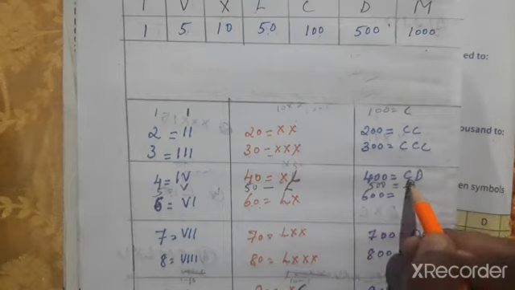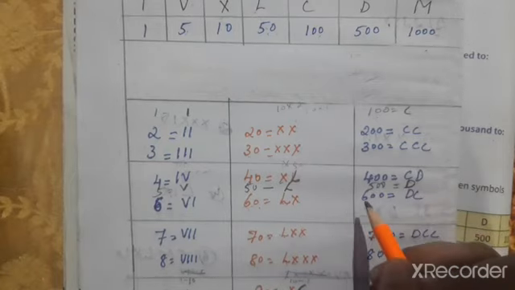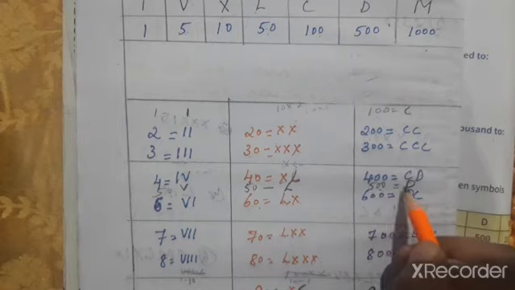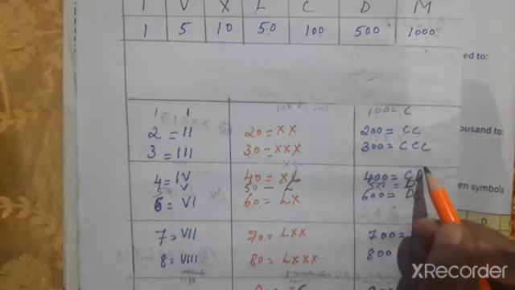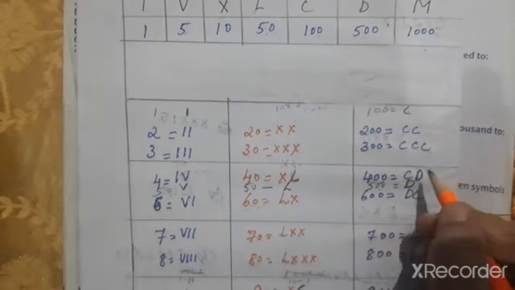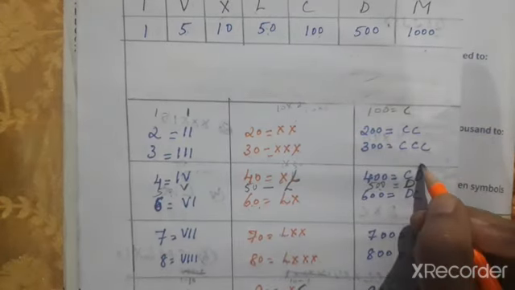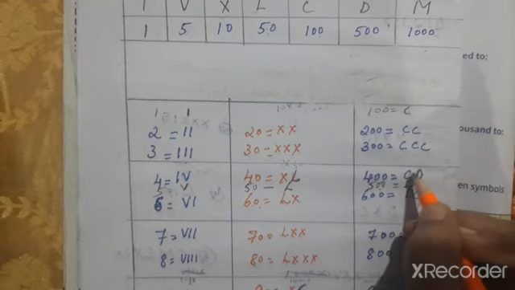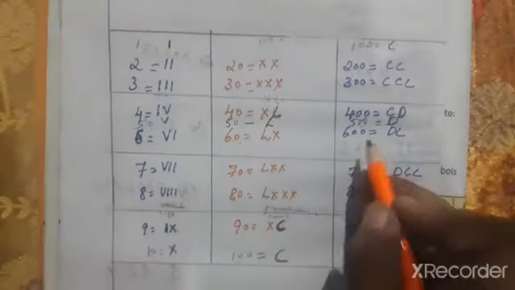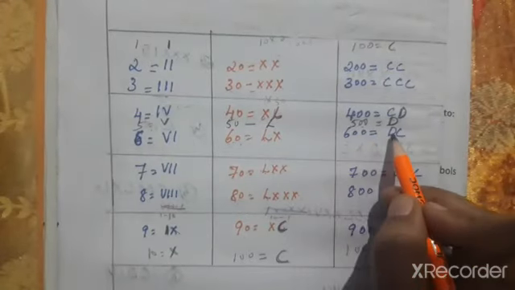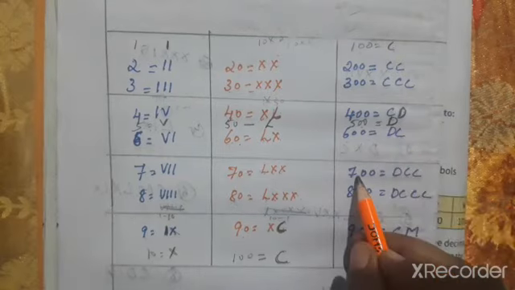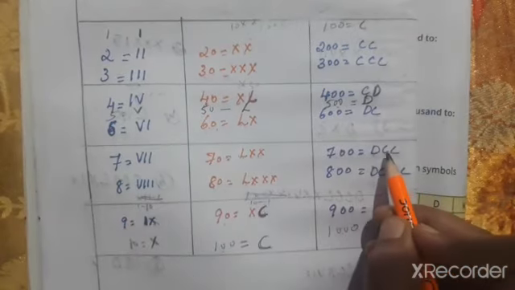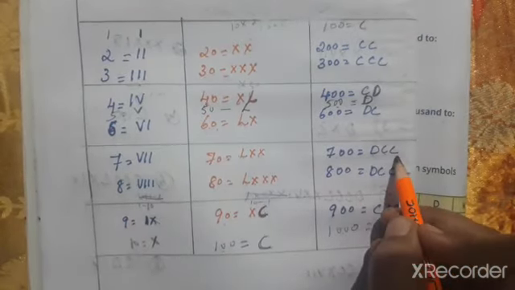500. The dress value is 500 rupees. So 500 is D. We should write the greater number on the right side, so CD means 500 minus 100, and 500 minus 100 is 400. Now 500 is done. 600 means 500 plus 100, which is 600. 700 means 600 plus 100, which is 700.